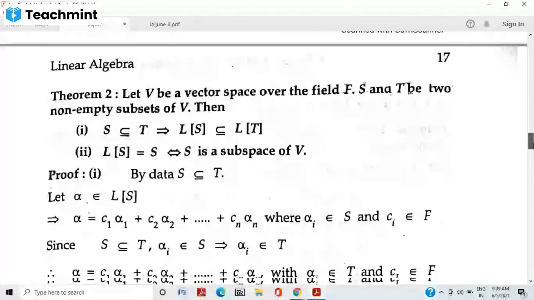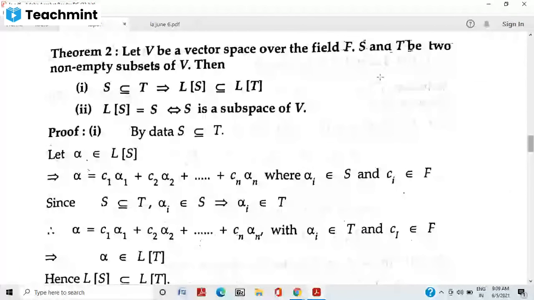Let V be a vector space over the field F. S and T be two non-empty subsets of V. Then we have to prove two conditions. The first condition is: S contained in T implies L of S contained in L of T. The next one we should prove: L of S equal to S implies S is a subspace of V. Now we will prove each condition one by one.